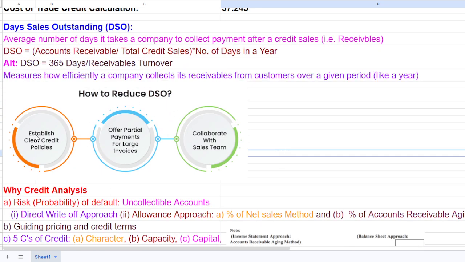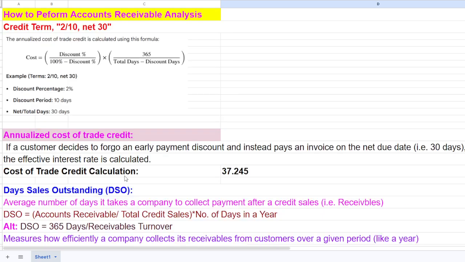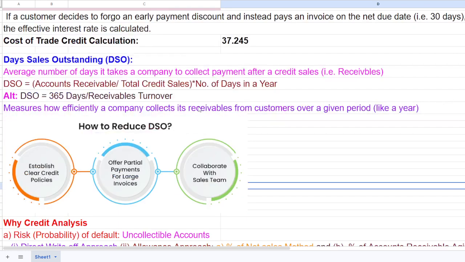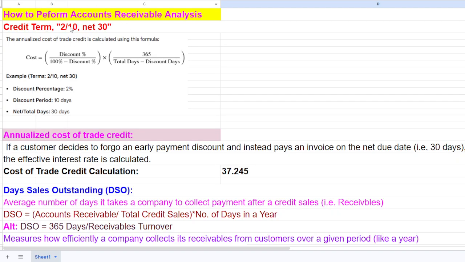First, we have to establish a clear credit policy, so that through the proper credit policy we could design effective credit terms for the customers. Next, offer partial payment for large invoices. Normally the seller provides these facilities for inducing early payment. If the customer pays within 10 days, they would enjoy the cash discount of 2%. If they could not, then there will be a cost of trade credit.